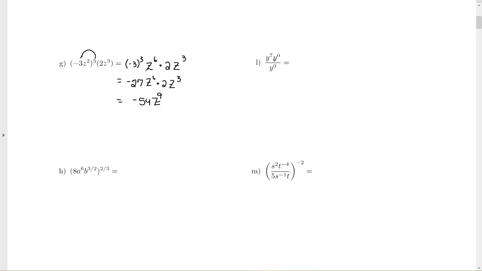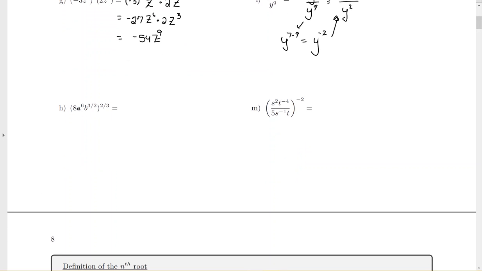Letter L, on top, y to the 7 times y to the 0 is just y to the 7th over y to the 9th. Okay, you can subtract and go to the side with the bigger number, so in this case it would be 1 over y squared, or you could do y to the 7 minus 9, which is y to the minus 2, and that's 1 over y squared.